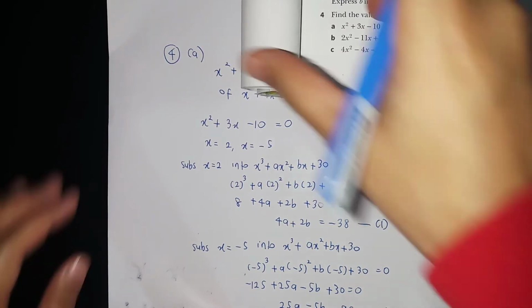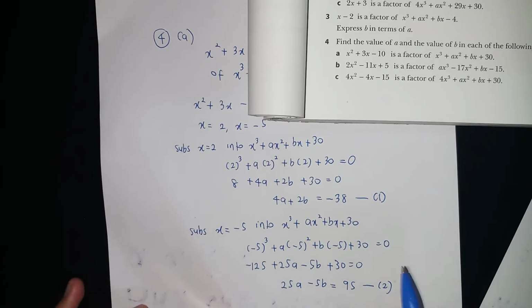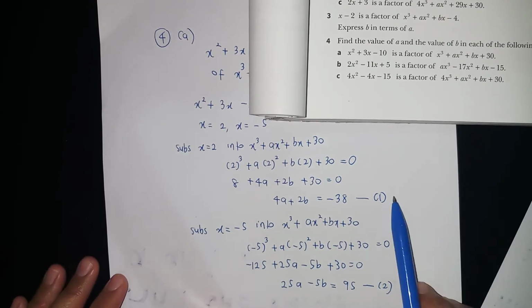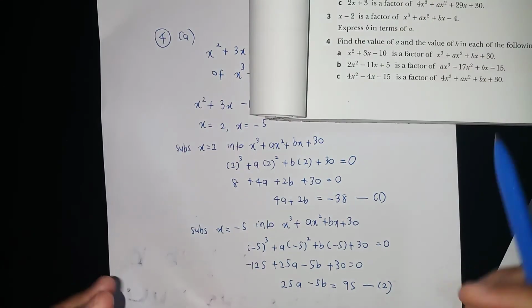Sorry, you guys cannot see. That is the second equation. Now we solve 1 and 2 simultaneously in order to get the value of A and B. This is just a maths problem. So how do we solve this?